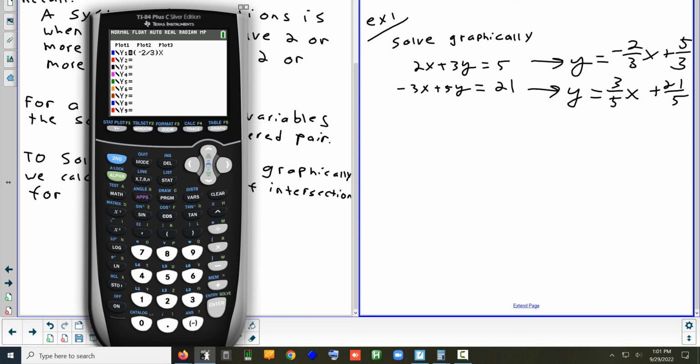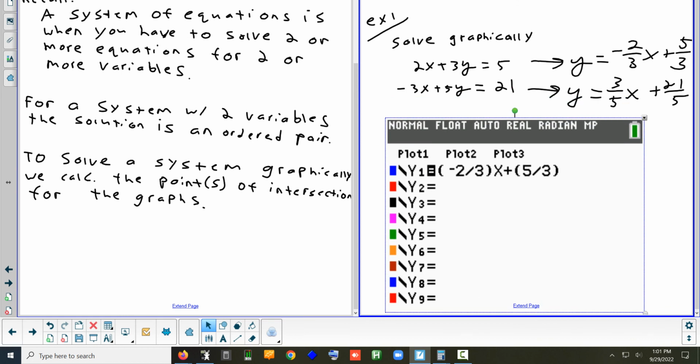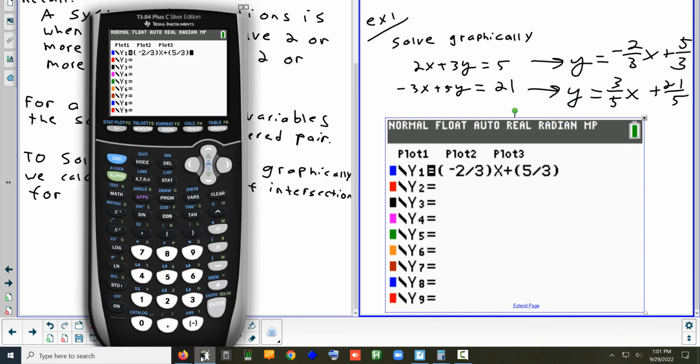So the way you want to type it in is negative 2 thirds x plus 5 thirds. There might be other ways you could do it, but that's how I do it. And the bottom one, we'll do 3/5 x plus 21/5. Now, these lines don't have a very big slope. They don't have a big y-intercept. So I would start with a standard window. And I'm pretty sure that you will see where they cross. It's right around there.